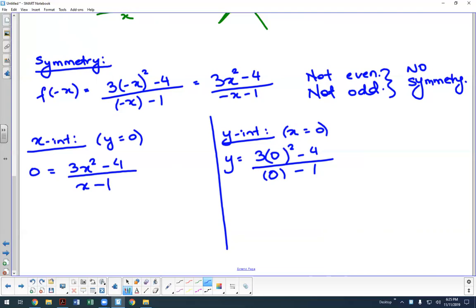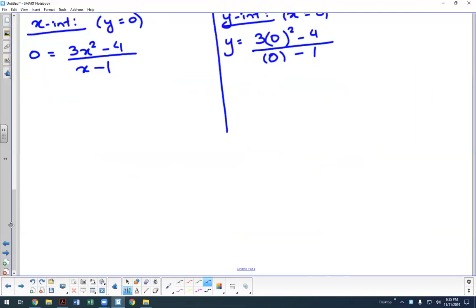Does anybody have the exact answer for the x-intercepts? Yes. I think maybe I got x equals plus or minus 2/3. 2/3? Okay, all right, let's check that.